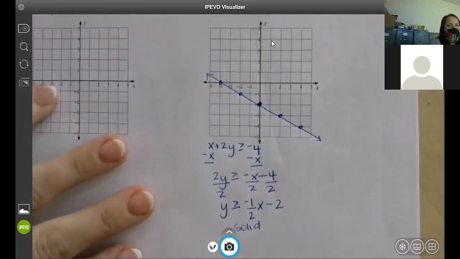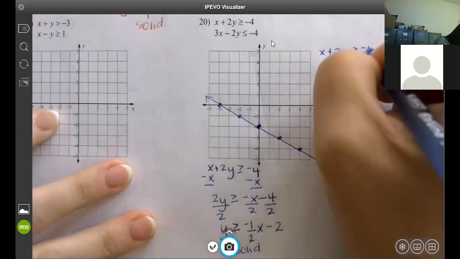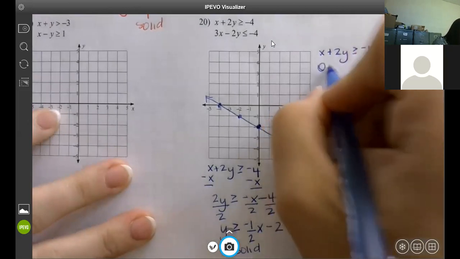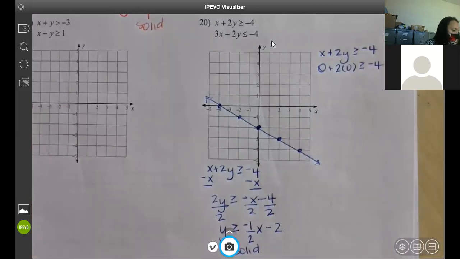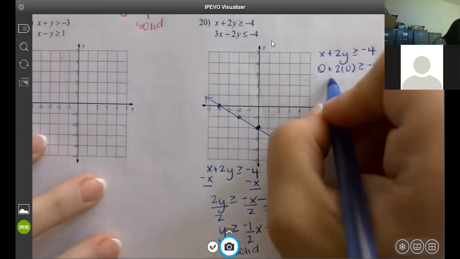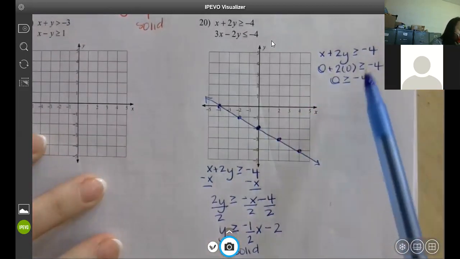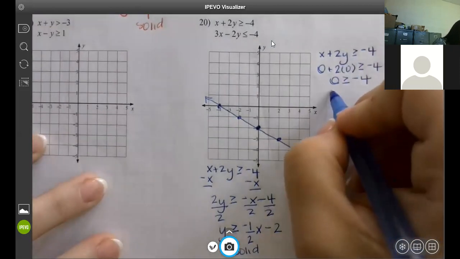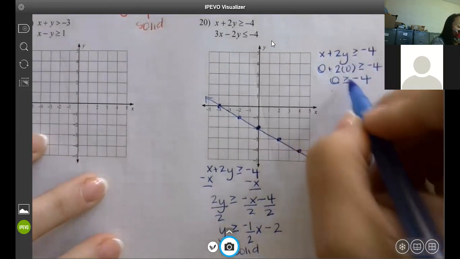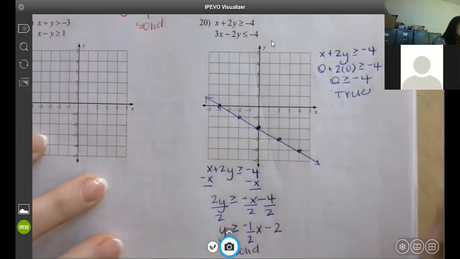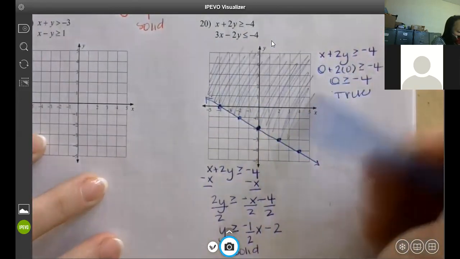I'm going to take the original equation from the very top. X plus 2y is greater than or equal to negative 4. And I'm going to plug in 0, 0. Zero plus 2 times 0 is 0. Is 0 greater than negative 4? Yes, 0 is greater than negative 4. It's okay. So we shade the side with 0, 0.